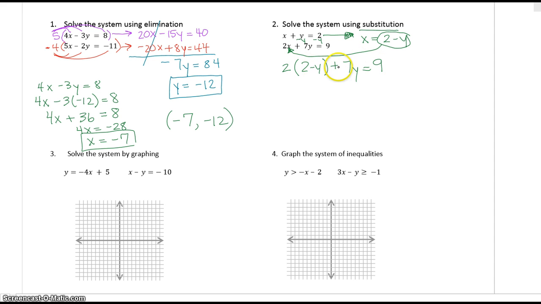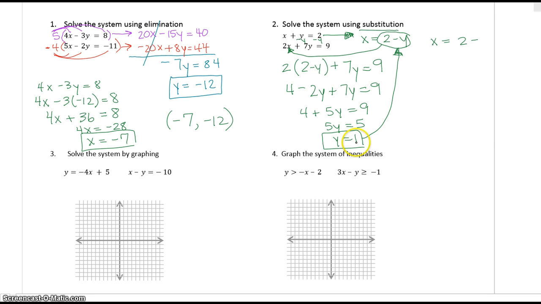Solve for y. So at this point, I should only have one variable. If I have more than one variable still remaining, I've done something wrong. Distribute the 2, and I get 4 minus 2y plus 7y equals 9. Combine like terms here. We get 4 plus 5y equals 9. I want to get y by itself, so I'm going to subtract 4 from both sides. I get 5y equals 5. When I divide, I get y equals 1. We are halfway there. We know what y is, so we have to find x. If I take y and I plug it in to what I started with, I can find x very easily. So x equals 2 minus 1, and we get x equals 1. Again, we can write this as an ordered pair, 1, comma, 1.